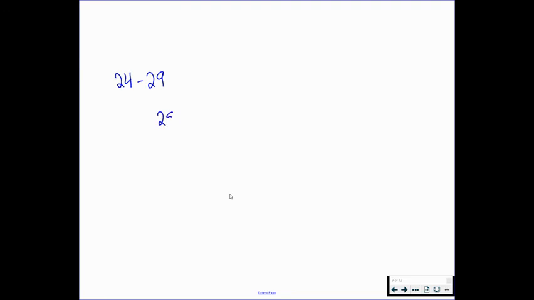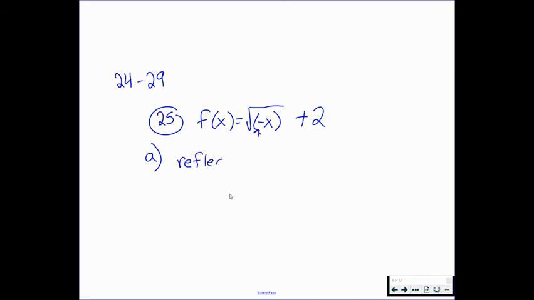On question 25, we're given the function f of x equals the square root of negative x plus 2. First, let's talk about the changes that occurred. The negative on the inside tells us to reflect the function over the y-axis. Because that negative is inside the function, that's why I'm reflecting it over the y-axis. And then the +2 tells us to move the graph up 2 units.